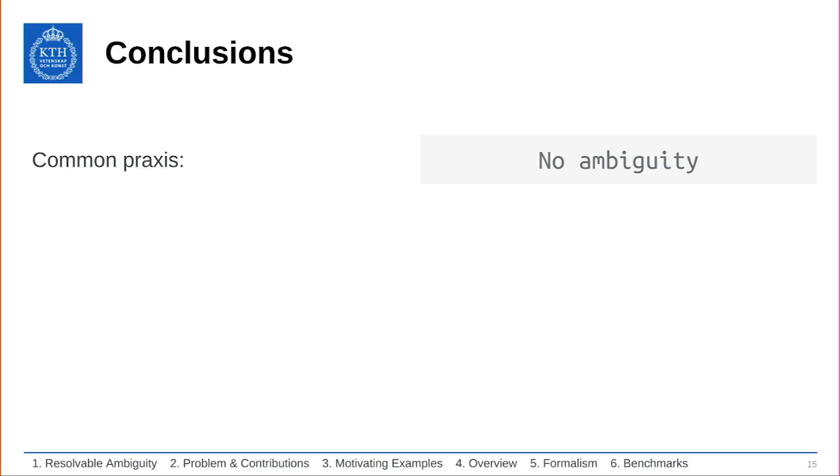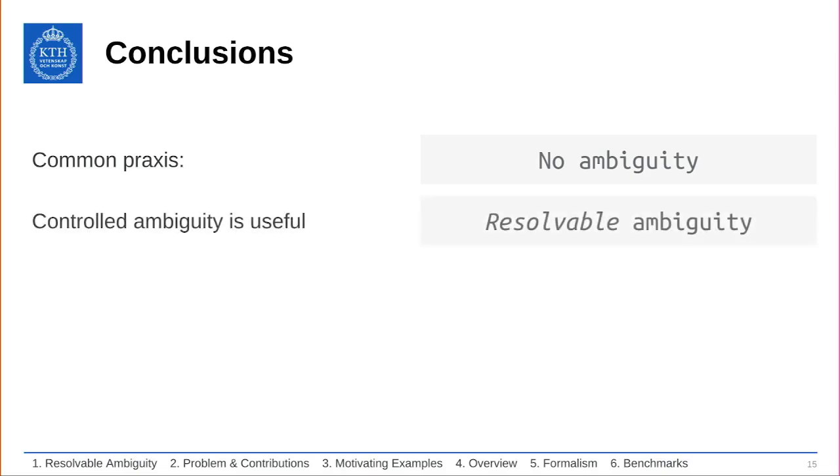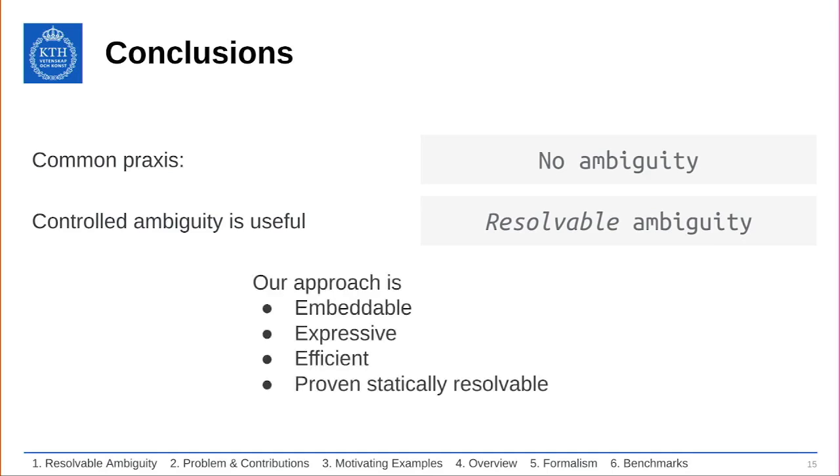Commonly, we have no ambiguity in programming languages. But we're arguing that it has a place as long as it's resolvable. It's not everywhere, just in places where it's useful. The approach that we are introducing here is embeddable, so you can combine it with whatever you like. It's expressive. We've expressed OCaml's expression language, which has a bunch in it. It's still rather efficient. Not as fast, but the difference is minor. And finally, and certainly not least, we have proven that all languages defined in this form are statically resolvable.